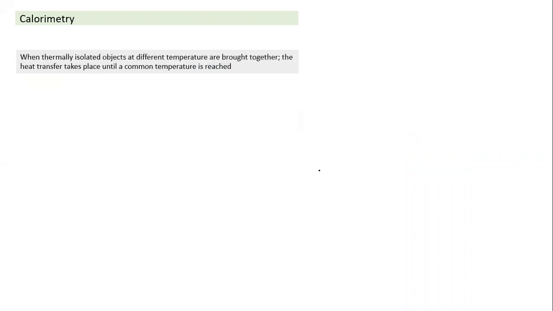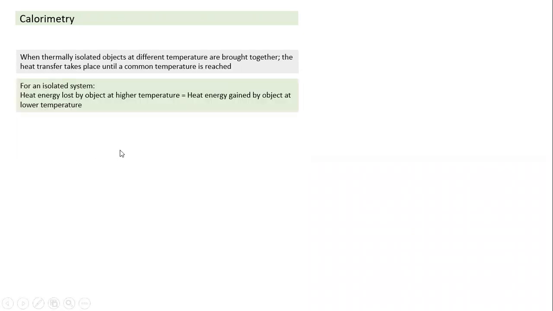This is the kind of heat required. Okay, then what is the other point? So far we have only related heat required to change in temperature and change in phase. The second part is the principle of calorimetry: when thermally isolated objects at different temperatures are brought together, heat transfer takes place until a common temperature is reached. This is a very common understanding.